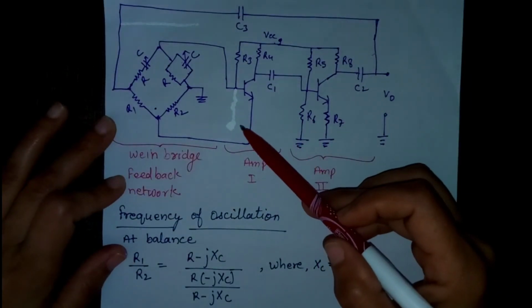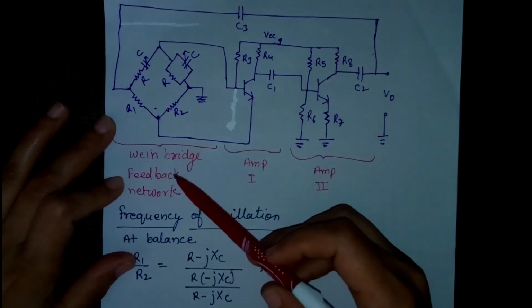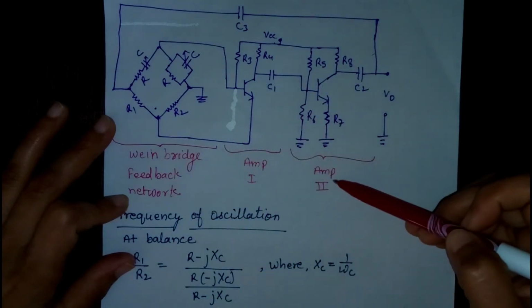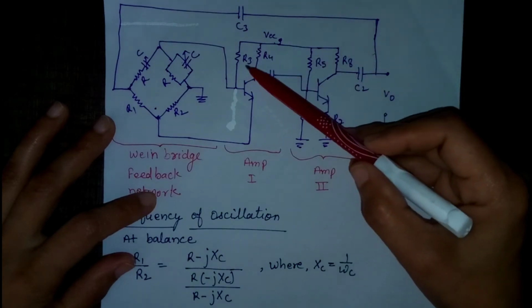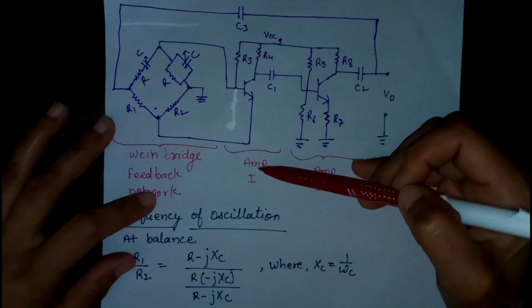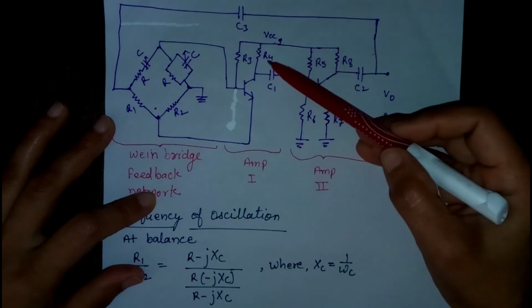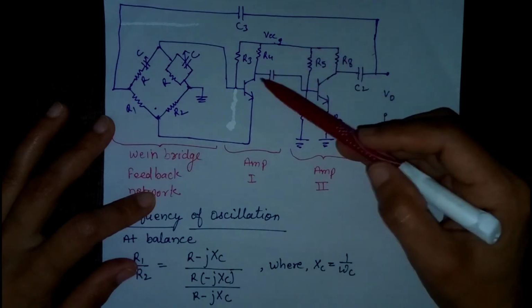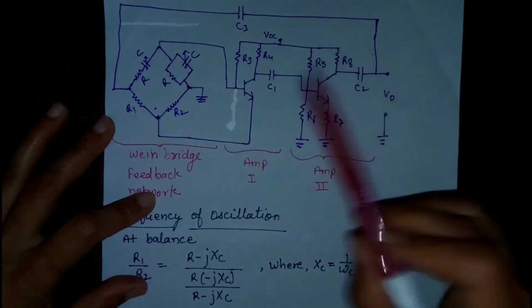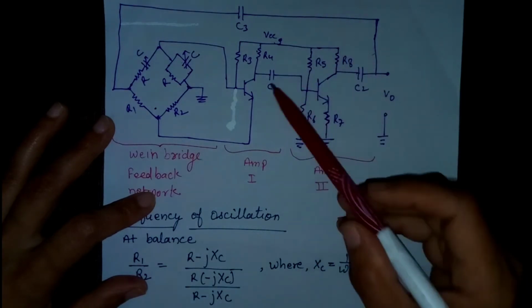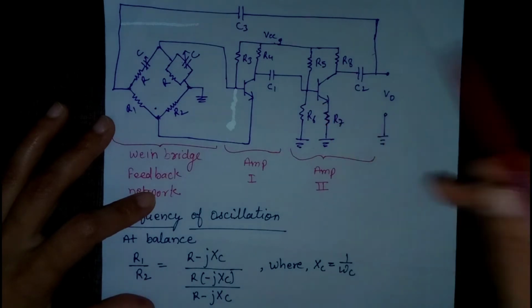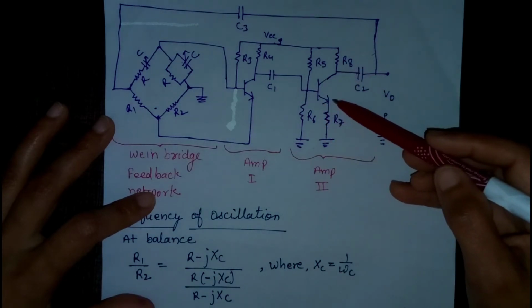This is the complete circuit of the Wien-Bridge oscillator. This is the Wien-Bridge feedback network. This is amplifier first and this is amplifier second. R3 is the biasing resistor for amplifier 1 and R4 is the resistor connected in collector to control the collector voltage, and C1 is the coupling capacitor which couples the output of the first stage to the input of the second stage. And this is the circuit of the amplifier second.